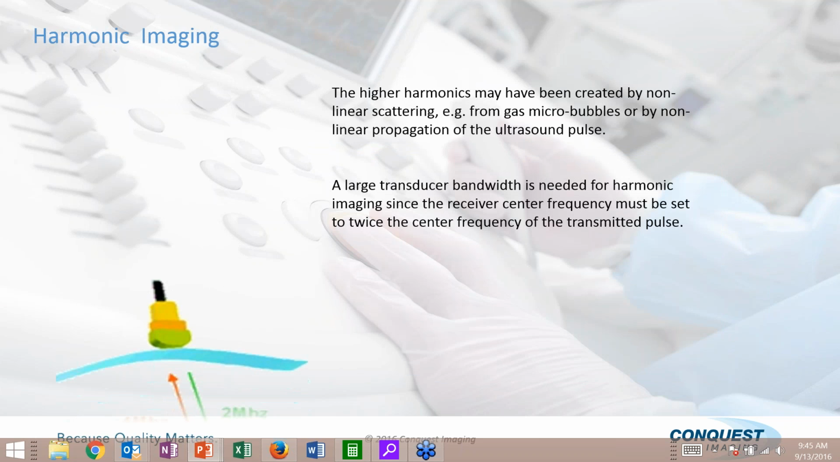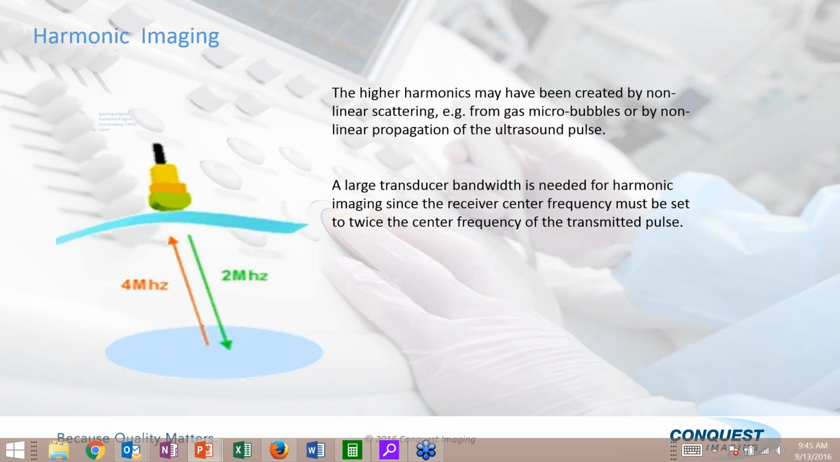And where we use that in diagnostic ultrasound, it's kind of cool. What we do is we send out an ultrasound beam. And if you look at this graphic here, we're sending 2 megahertz into the body. But what we do is we filter out that 2 megahertz coming back, and we listen for 4 megahertz, which is a harmonic of 2. And the reason we do that is for certain types of patients and certain types of exams, it gives us a little bit cleaner image.